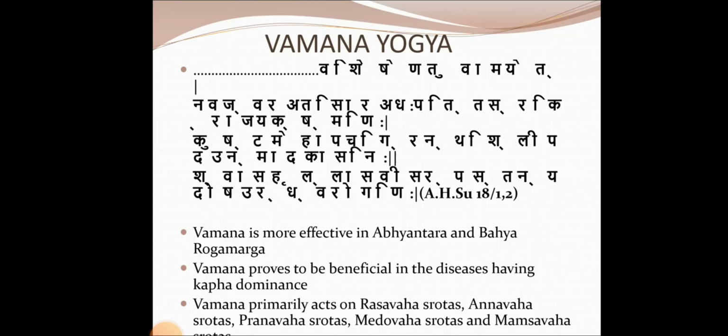That is, Vamana is more effective in Abhyantara and Bahya Roga Marga. By going through these indications, you can see that it is more effective in both Abhyantara and Bahya Roga Marga. And it proves to be beneficial in the diseases having kapha dominance. Also, it acts on Rasavaha Srodhas, Annavaha Srodhas, Pranavaha Srodhas, Medovaha Srodhas, and Mamsavaha Srodhas. This Vamana acts primarily on these Srodhases.